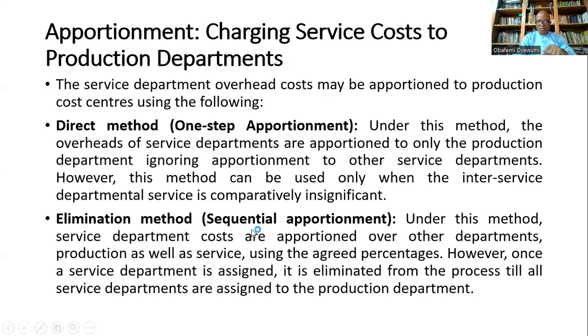The second one is the elimination method, sequential apportionment in brackets. Under this method, service department costs are apportioned over other departments, production as well as service, using the agreed percentages. So what it means is that the service cost, in this case, is not only servicing all the production departments, it's also servicing the different service centers. So once you apportion the cost for a particular service center, it is also shared to other service centers.